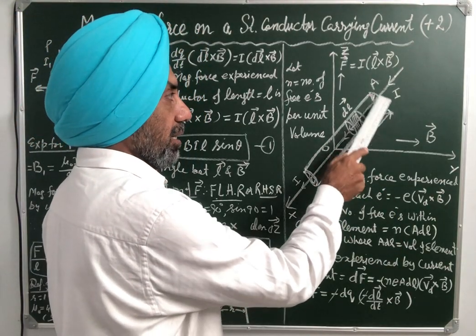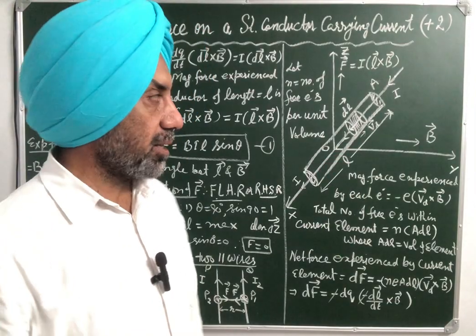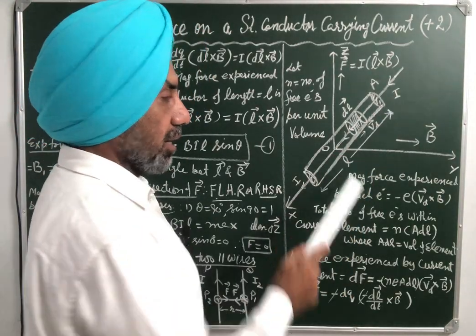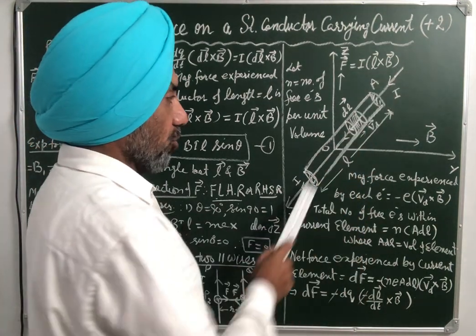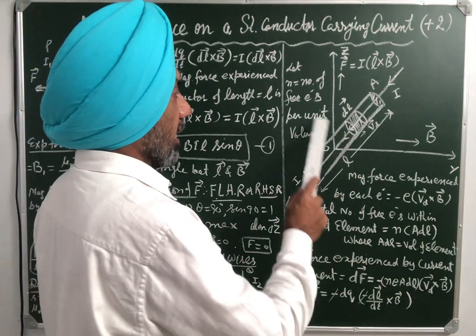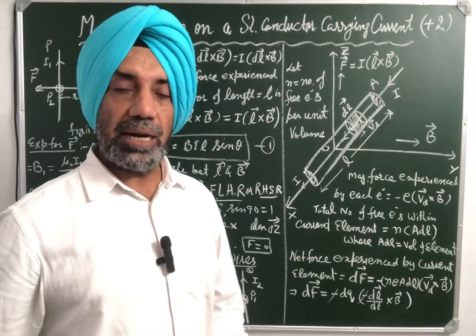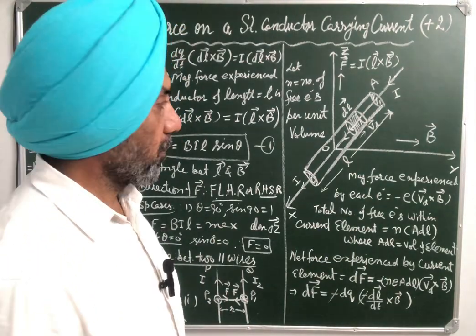Let capital A be the area of cross section of the conductor, L the length of the conductor, capital I the current flowing through the conductor. Let small n be the number of free electrons per unit volume of the conductor.